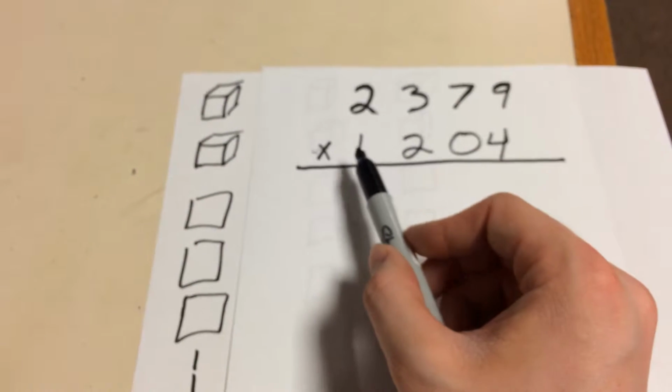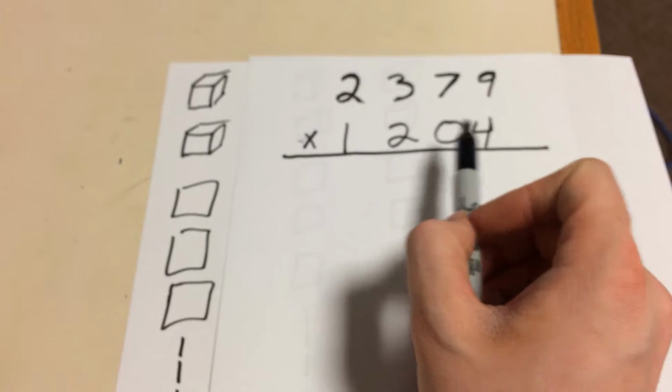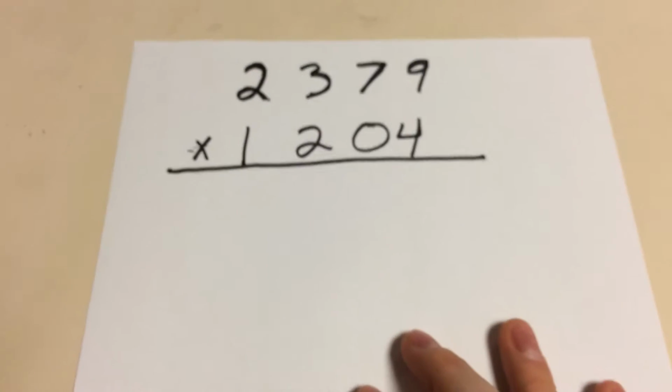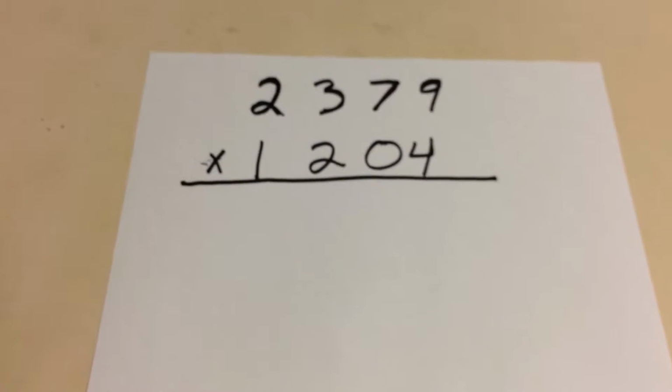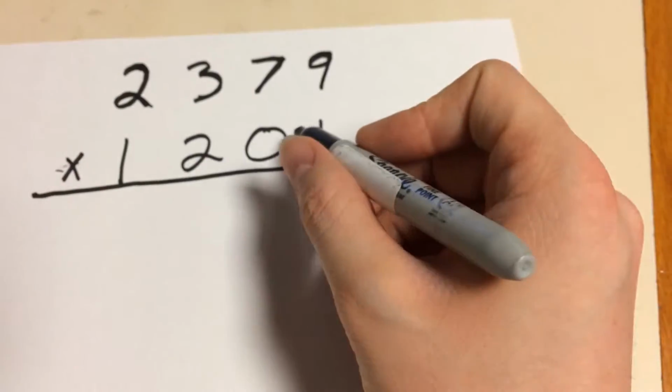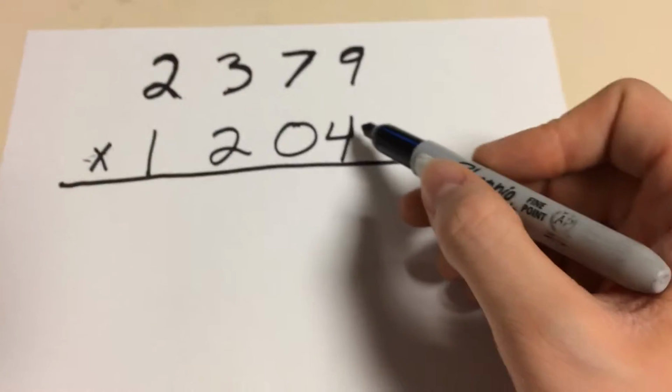And since we have 1,204 sets, it means that we have this many, plus another of that many, plus another of that many, plus another and another, all the way until we have all 1,204 of that total number. So, how you actually solve for the multiplication is pretty simple.